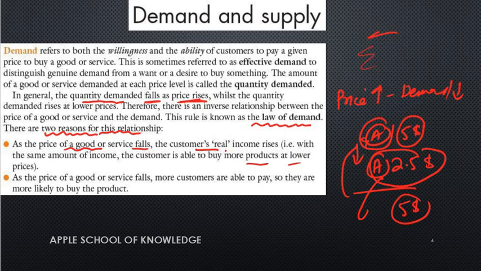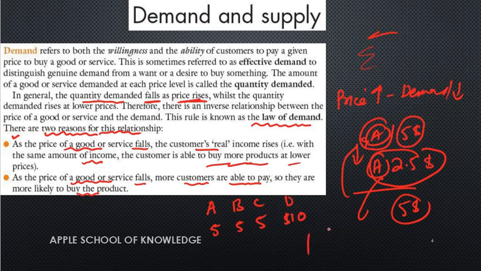So the real income rises. What does it mean by real income? It means that with the same amount of income, the customer will be able to purchase more goods at a lower price. The second thing is, as the prices of the goods or services fall, more customers are able to pay, so they are more likely to buy more products. The concept behind this statement is, let's say we have three people A, B, and C, and all these three people have $5 and one person has $10.